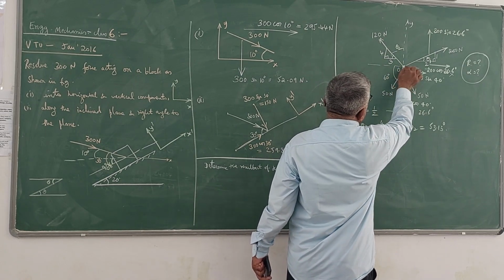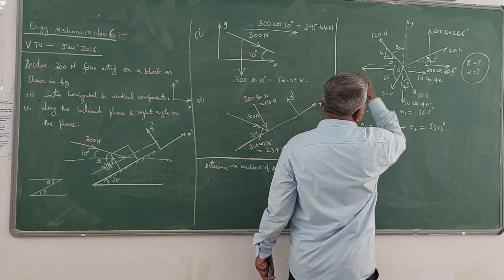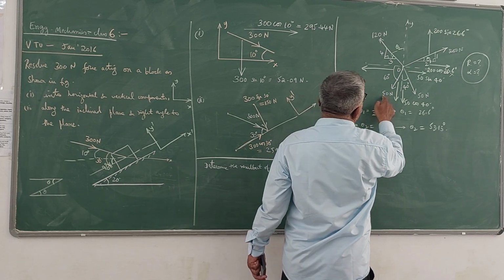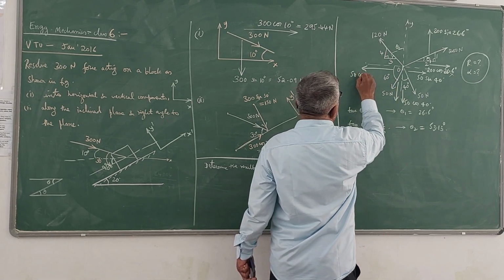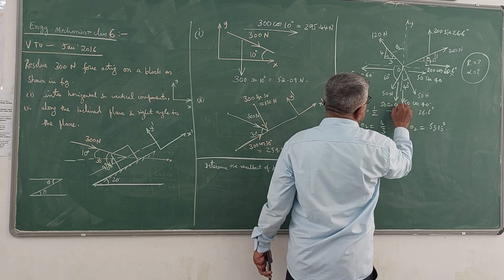Therefore, if you resolve this, start from the tail, move towards the tip. So sigma, that x component will be negative. Y component is also negative because it is third quadrant. 50 cos 60 we have to take. 50 cos 60, this becomes 50 sin 60.